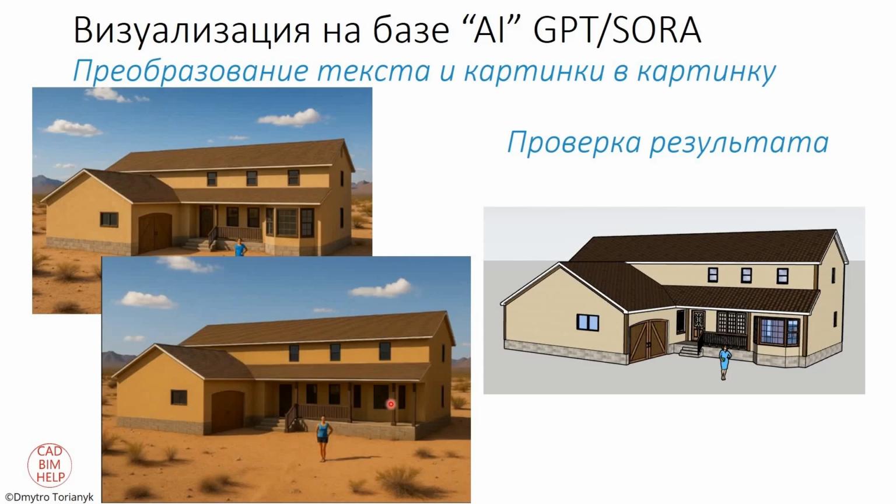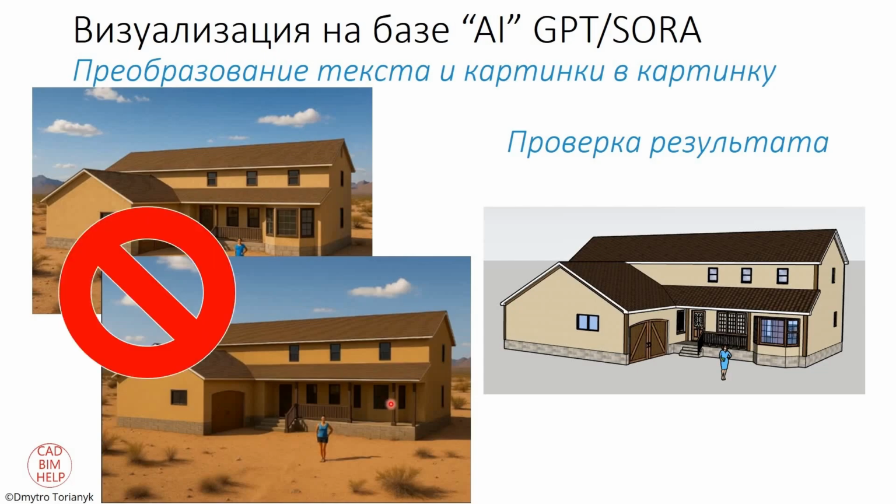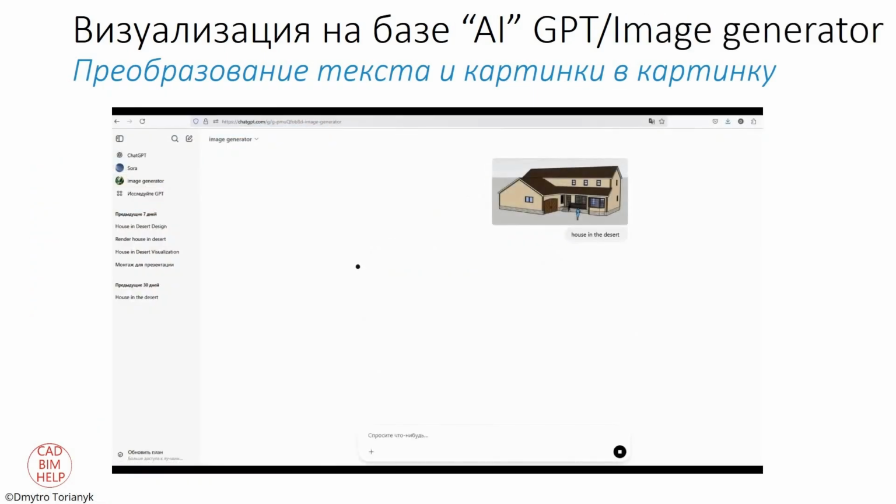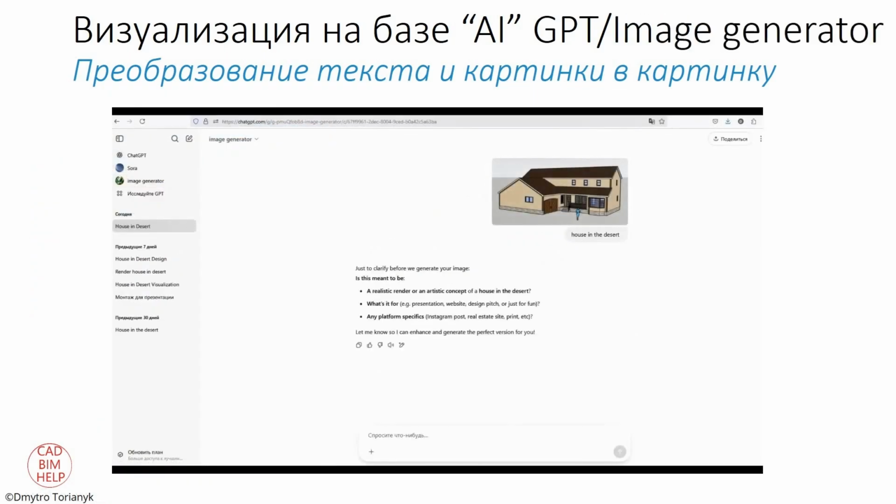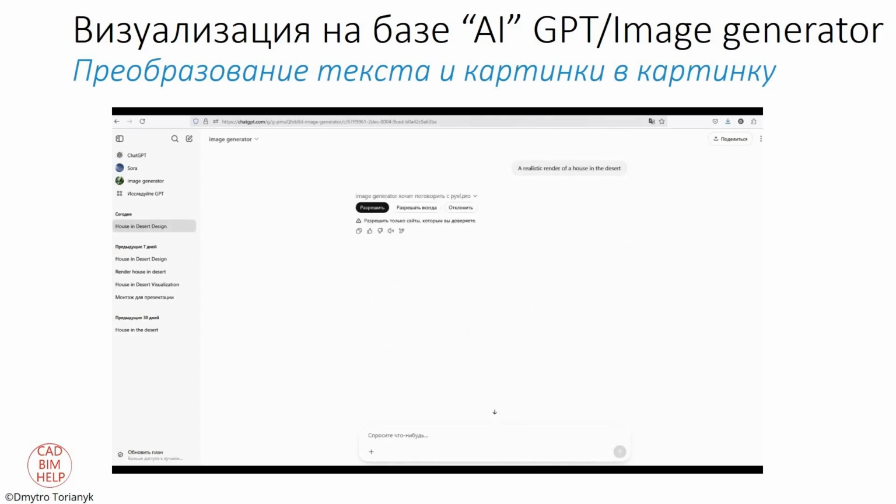Man, the big name's not doing so well here. Was there one more from the ChatGPT family? Yeah, image generator. This one asked questions first about quality, purpose, platform before rendering. And then? Then it rendered fast. But the result was like that first Microsoft test, totally unrelated to the input model's geometry. Just some random desert house.